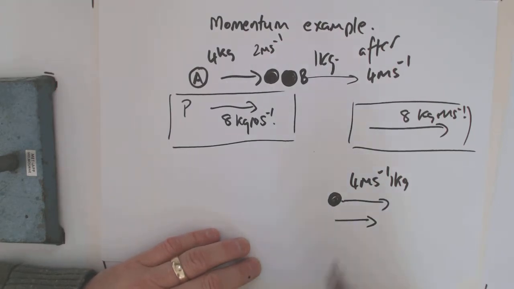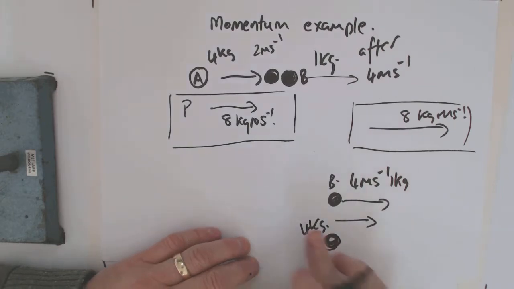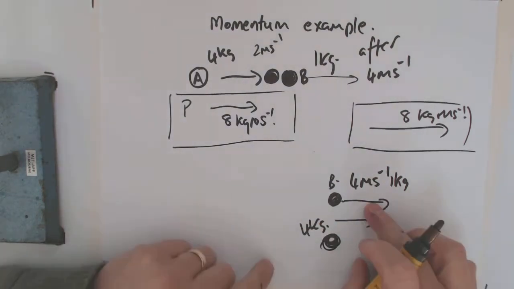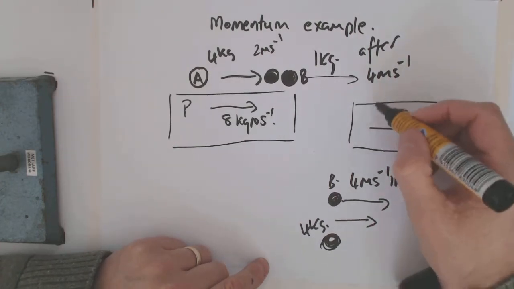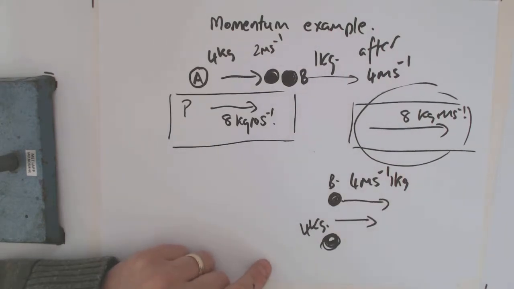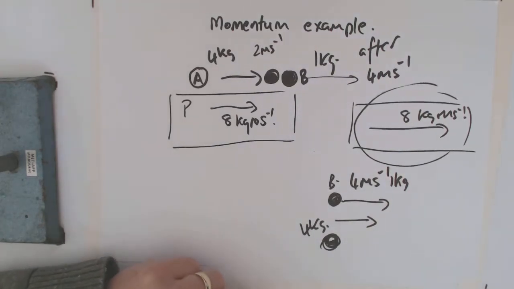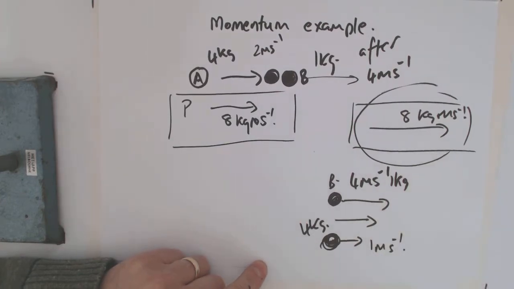So that means ball A, because that was ball B, that means ball A, the 4 kg ball, must also have a momentum of 4 kilogram meters per second, to add up to the 8, which can't change. So for the 4 kg ball to have 4 kilogram meters per second, it must only be doing a velocity of 1 meter per second.